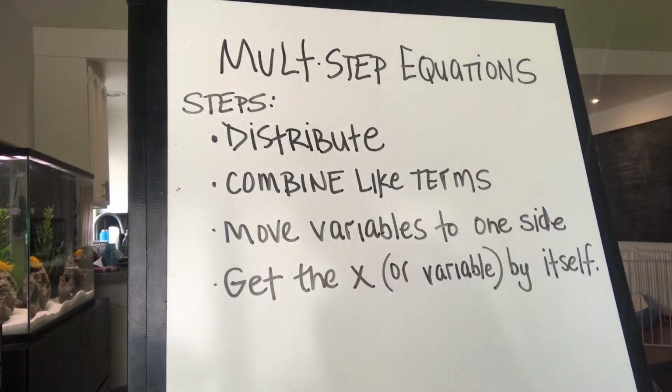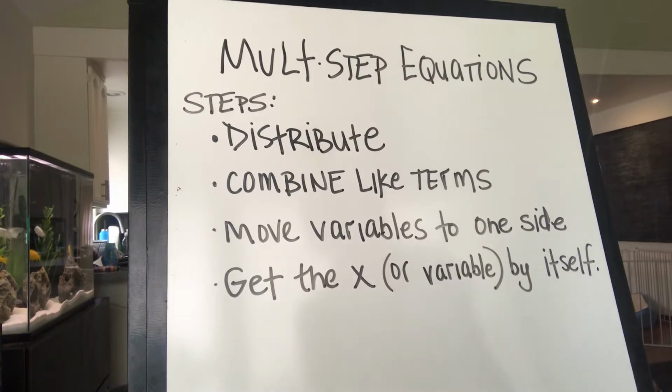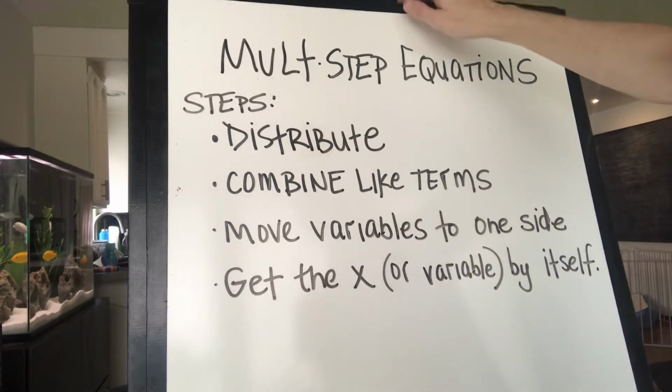Okay guys, this first video is going to be on multi-step equations, and you're going to see in these problems there's distributive property. The steps when you're looking at multi-step equations: first you're going to do the distributing, okay? So if you see parentheses, that means distribute. You're going to combine like terms, and then you're going to move the variables to one side by either subtracting or adding. And then remember, the whole goal is to get the x, or whatever variable it is, all by itself, okay? So let's go through a couple of problems.